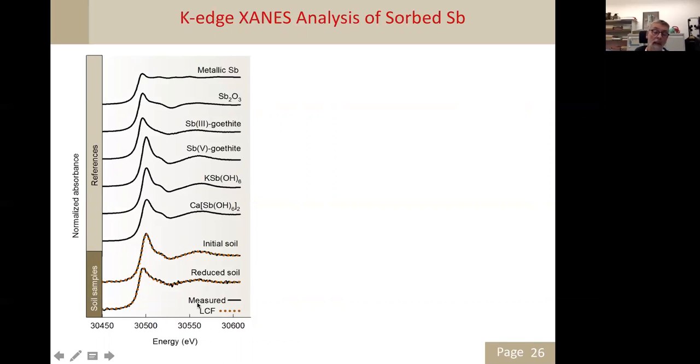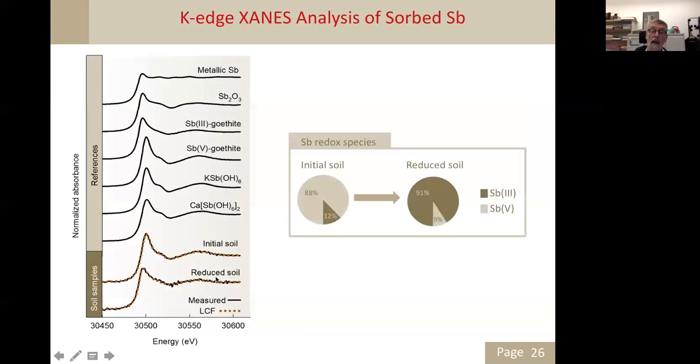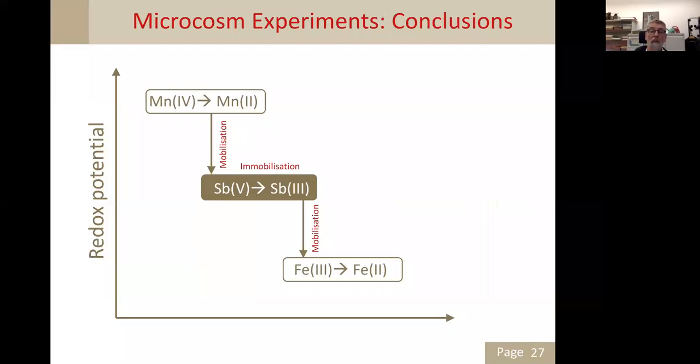And with a linear combination of the functions that describe these curves, Kerstin fitted the curves that were then recorded for the initial soil and the reduced soil. And with that, she was able to come to an approximate quantification of the redox species in these soils. So in the initial soil, we still had some reduced antimony, but the majority, almost 90%, was antimonate. And the opposite was the case after the reduction in the anaerobic conditions.